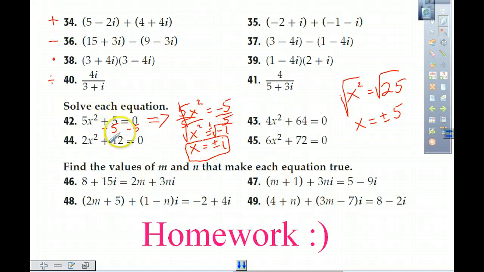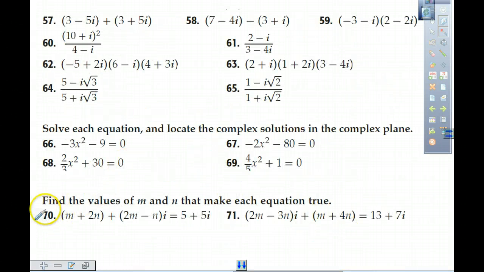So you can do the same process for 43, 44, 45. Okay. I actually took those off the homework, so don't worry about those. You're going to be going up to 45 here, and then on the other page you'll be going off. Very similar for these four as well.